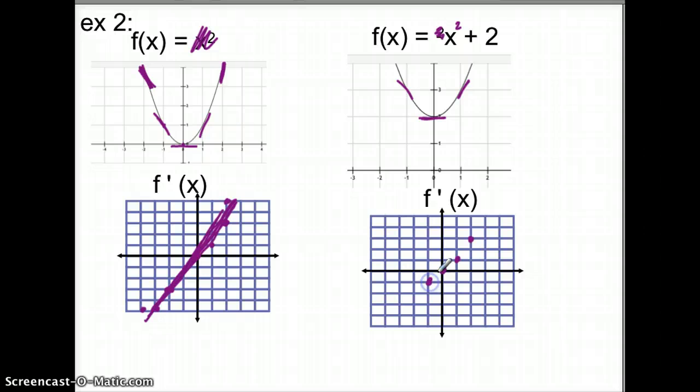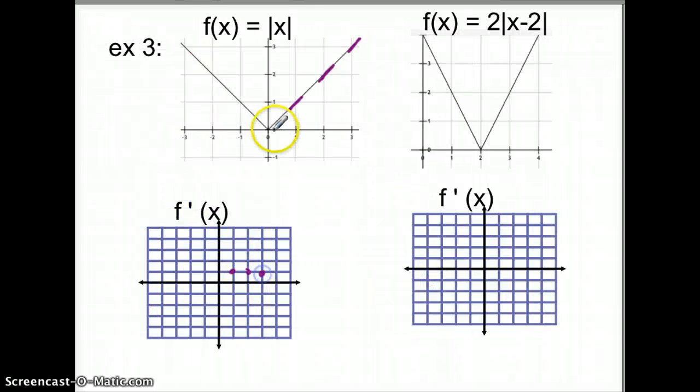Okay, let's look at one that's a little more complicated. How about absolute value? At 1, the slope is 1, so (1, 1). At 2, the slope is 1, so (2, 1). At 3, the slope is 1, so (3, 1). What's going on at 0, though? Can you find the slope at a sharp turn? No, we would have nowhere to put that. There can't be a tangent line at a sharp turn, right? So there's no value here.